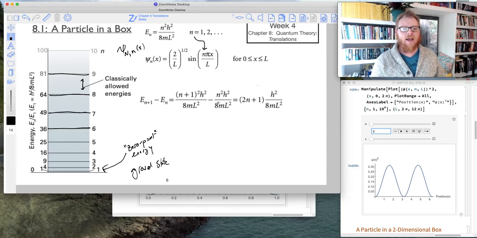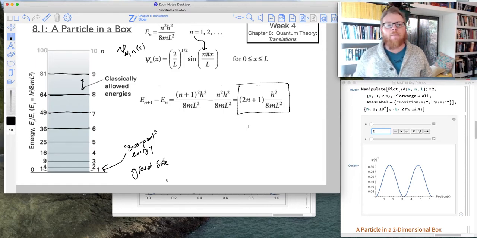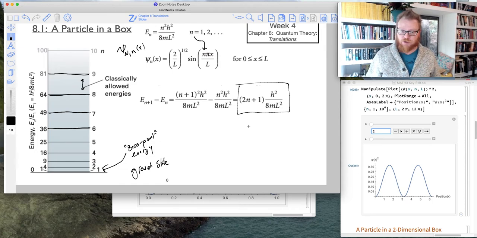And so, of course, we can do some quick algebra to also calculate the difference between any one energy level. So if I put in En plus 1 minus En, okay? So now replace n with n plus 1 squared and just do some algebra. We get this factor 2n plus 1 times that quantity h squared over 8mL squared, okay? And so this quantity 2n plus 1 is going to come up later on as well. But this is allowing us to establish an easy way to calculate the difference between energy levels.